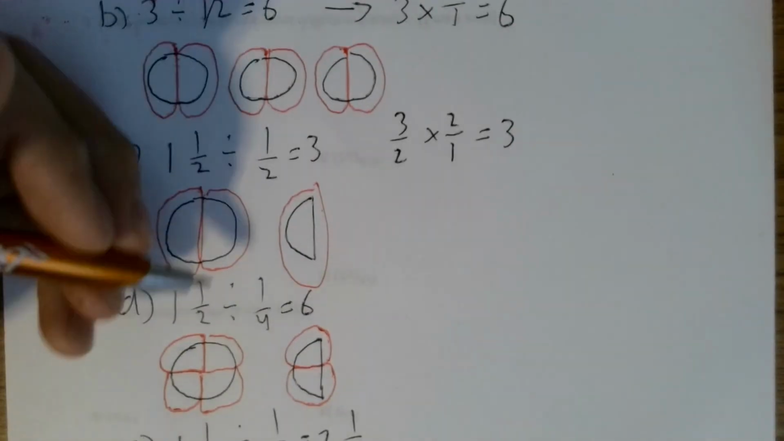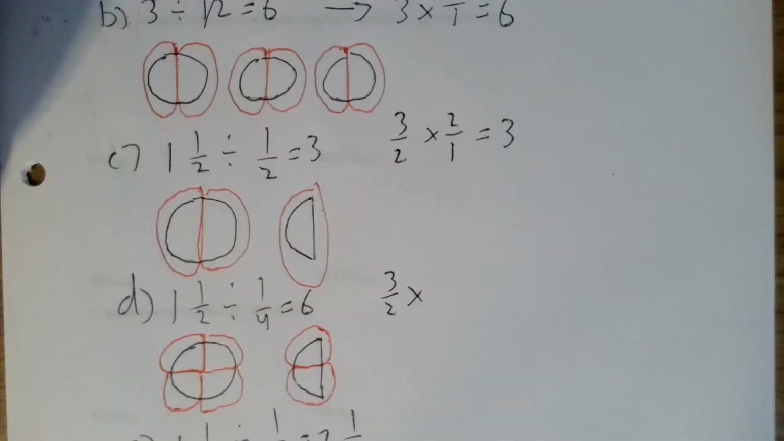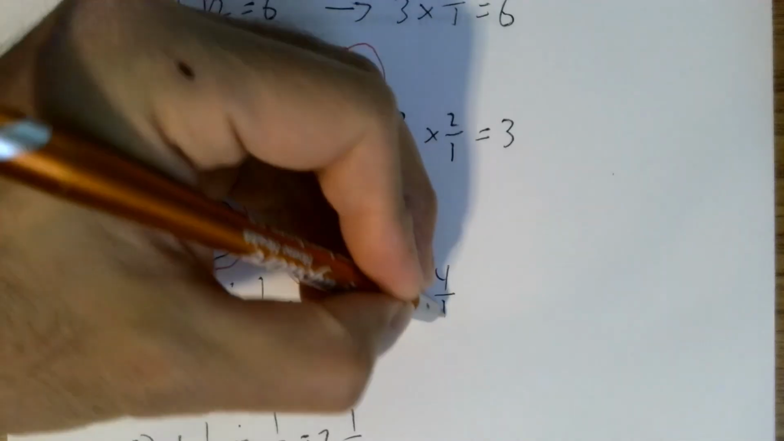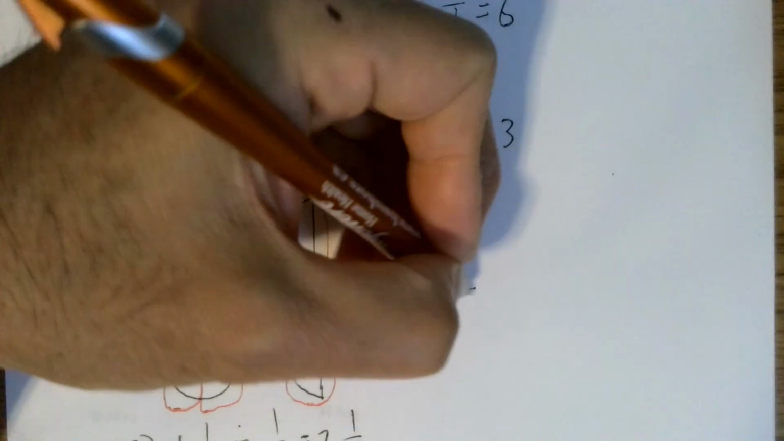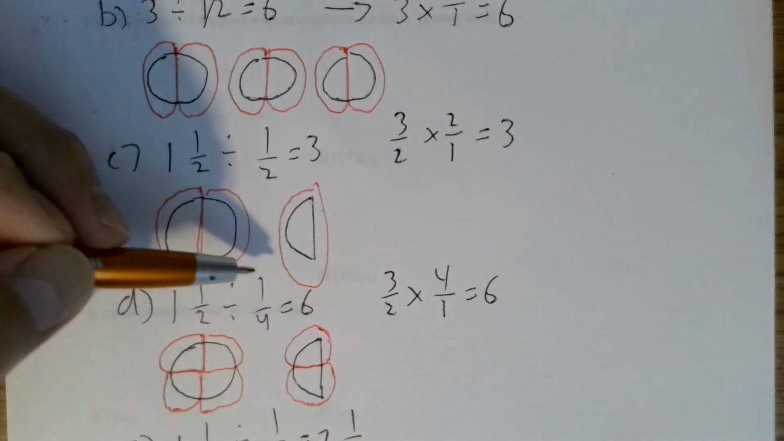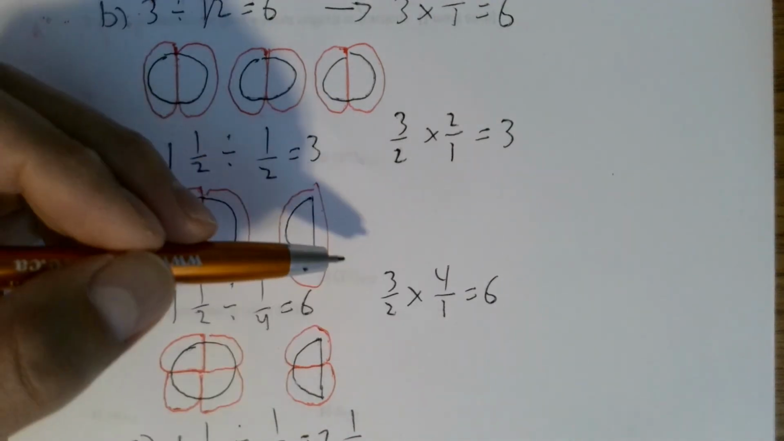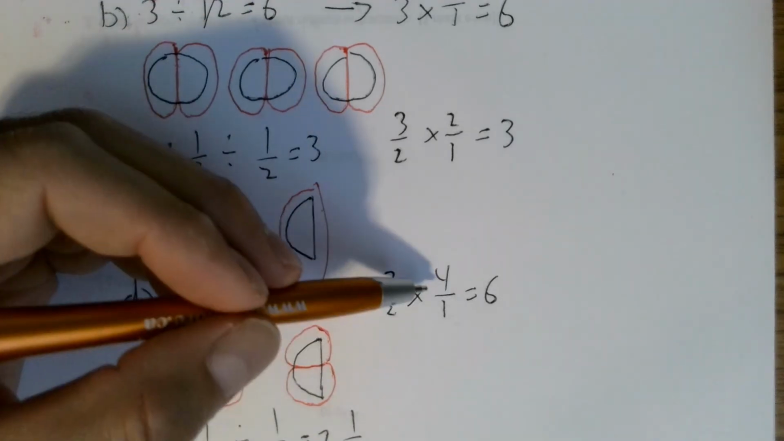Okay, this one, 1 1/2 is 3/2 times 4/1. That's going to be 12/2, which is 6. So again, notice this is how we get the answer, but it doesn't help us think about it, right? We need to remember we've got a pizza and 1/2, 1/4 of a pizza per person. We can feed 6 people.